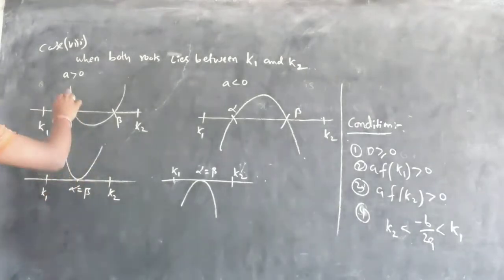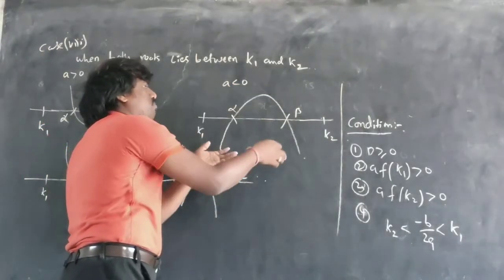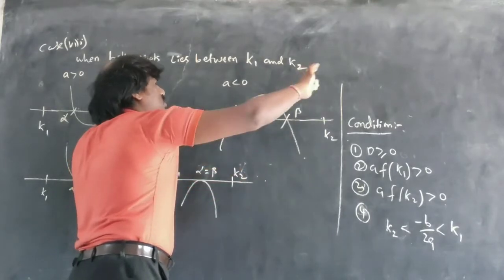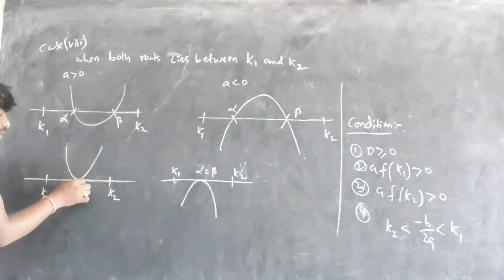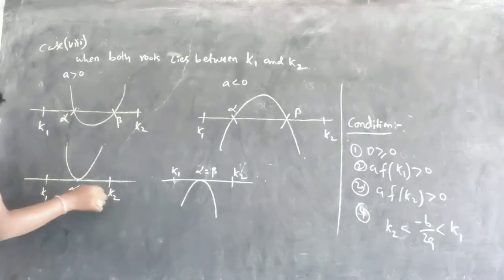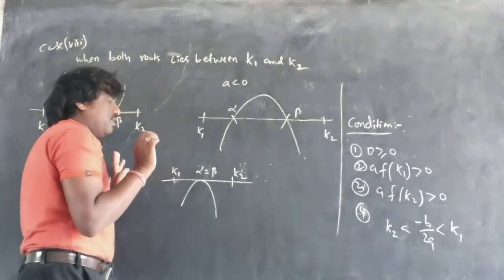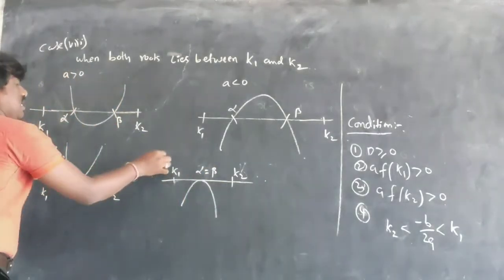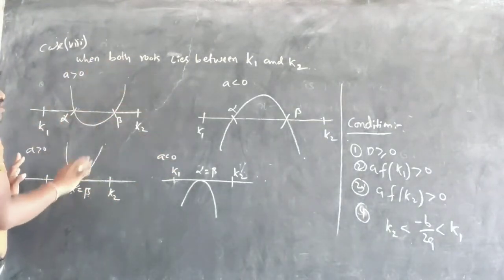Another way is this, for a greater than 0, and this is for a less than 0, the downward parabola, with k1 and k2 outside alpha and beta. And another case is where alpha and beta can be equal, alpha equal to beta, with k1 and k2 on either side. So downwards and upwards: this is a less than 0 and this is a greater than 0. This is the graph of this picture.